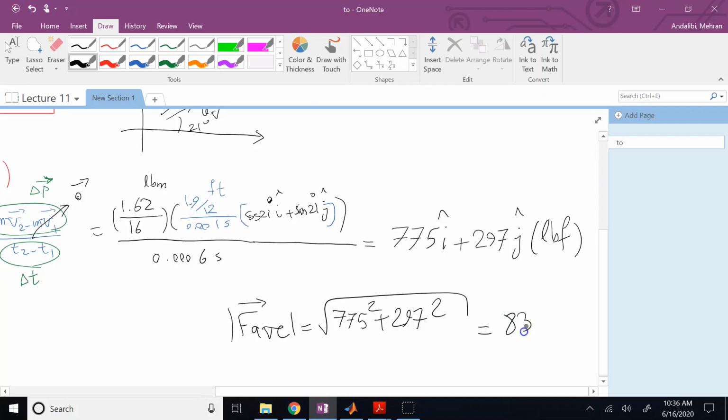So this is almost that much. So the golfer could apply 830 pound force with the club on average on the golf ball. It doesn't mean the actual force versus time was this constant number, but this is an indicator of how hard the guy hit the ball, right?